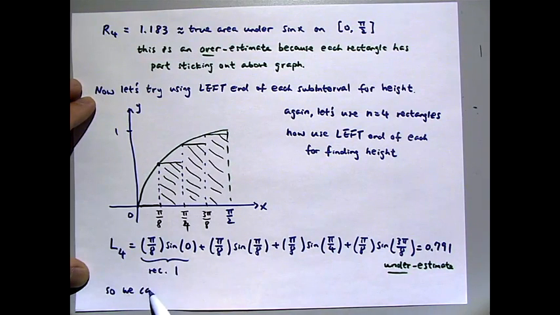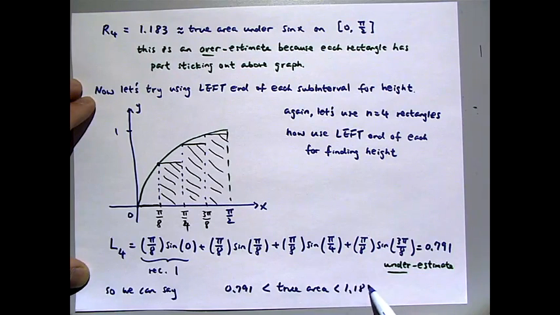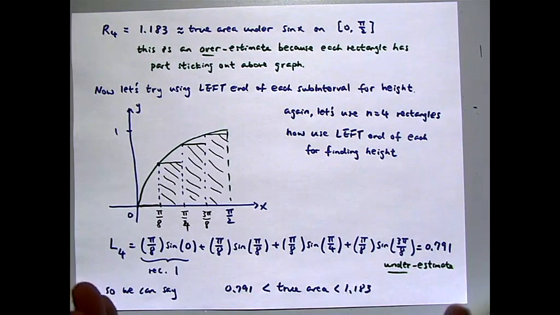So we can say that the true area is going to be something between 0.791 and 1.183. I gave you at least a window now. I know this is going to be true: no bigger than about 1.2 and no smaller than about 0.8. So whatever the true area is, now we narrowed it down.